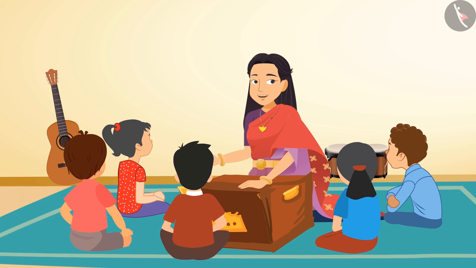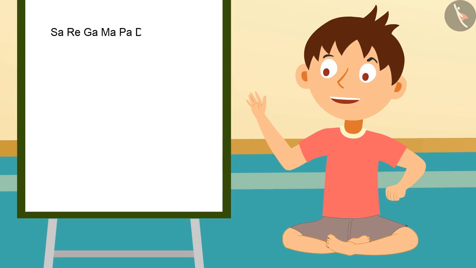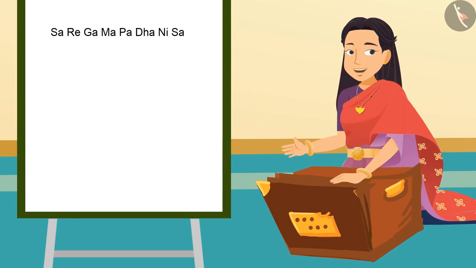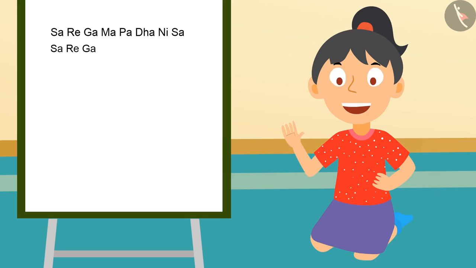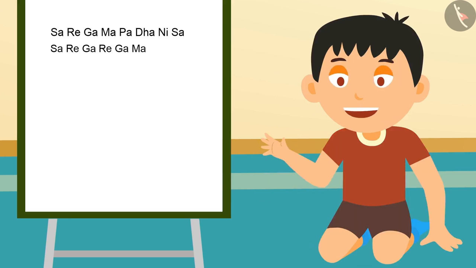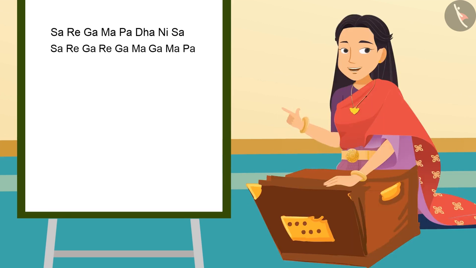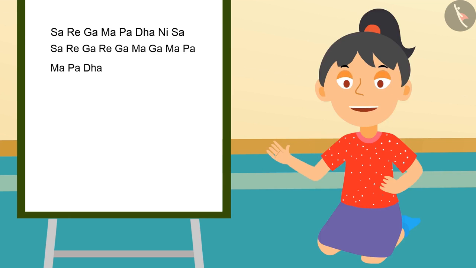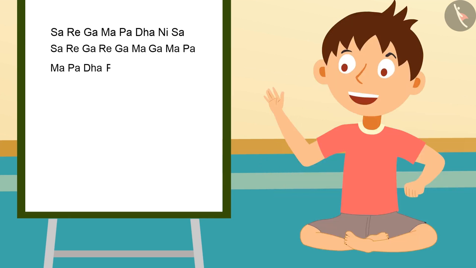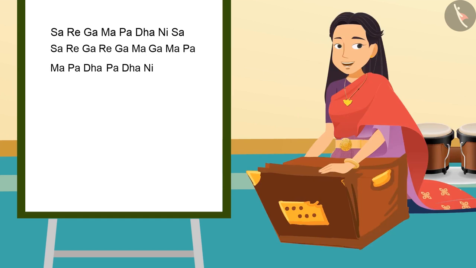Come, let's make a new pattern now. Can we take three notes together? Yes, why not? If we take three notes together like this, Sa, Re, Ga, then what will come after this? Re, Ga, Ma. I will say after this, Ga, Ma, Pa. Wow. Ma, Pa, Dha. Wow. Pa, Dha, Ni. Very good.